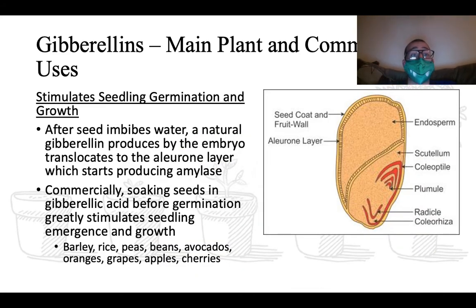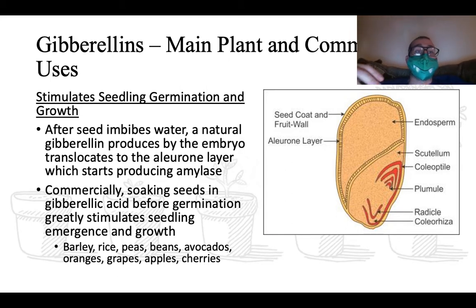Importantly, gibberellins also stimulate seedling germination and growth. Remember our process of germination: our seed imbibes water. After that happens, a natural gibberellin produced by the embryo translocates to the aleurone layer, that outside layer of the endosperm, and that triggers it to start producing amylase, breaking down the endosperm, providing sugar that's going to power the growth of the embryo. So if you soak your seeds in gibberellic acid before germinating, it should greatly stimulate seedling emergence and growth, and this is done on a number of commercial species.